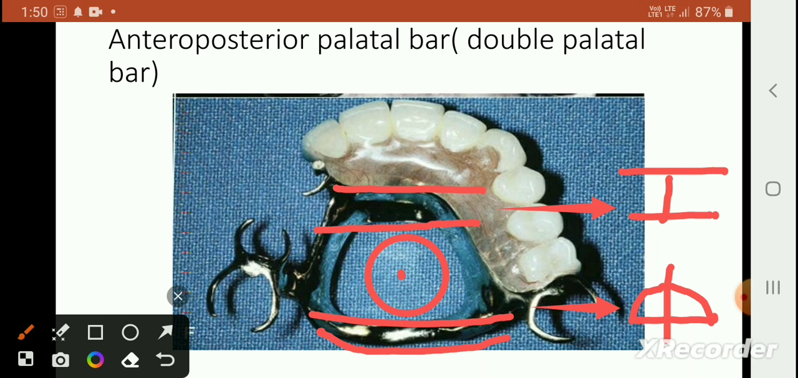Suppose this is the palatal vault. A normal palatal vault is like this. If it is a high narrow palatal vault like this, then the anterior posterior palatal bar, or double palatal bar, is not considered. In the second case where it is not considered, if the remaining natural teeth are periodontally weak, then the anterior posterior palatal bar is not considered.